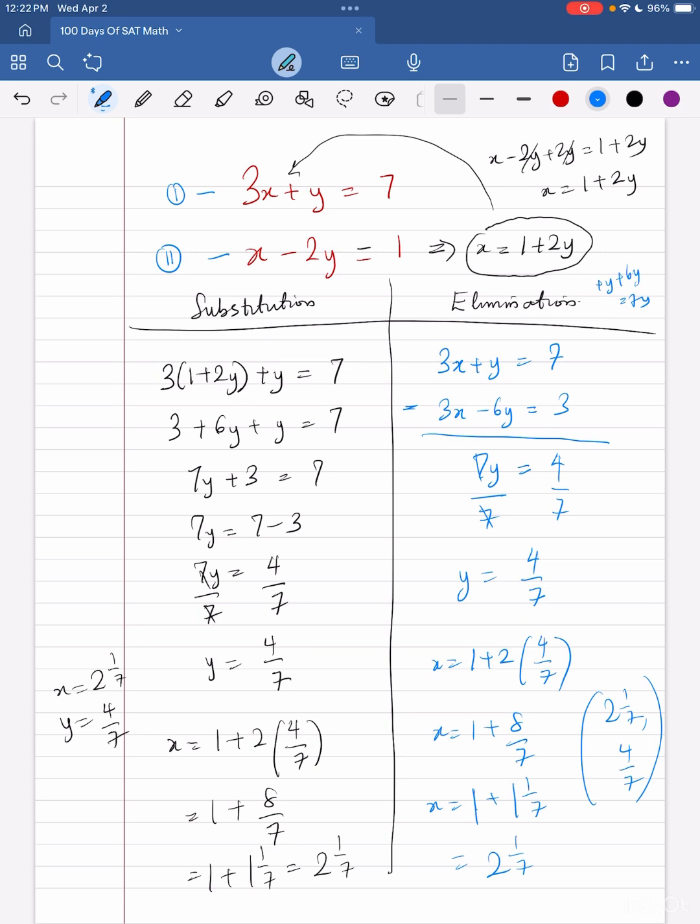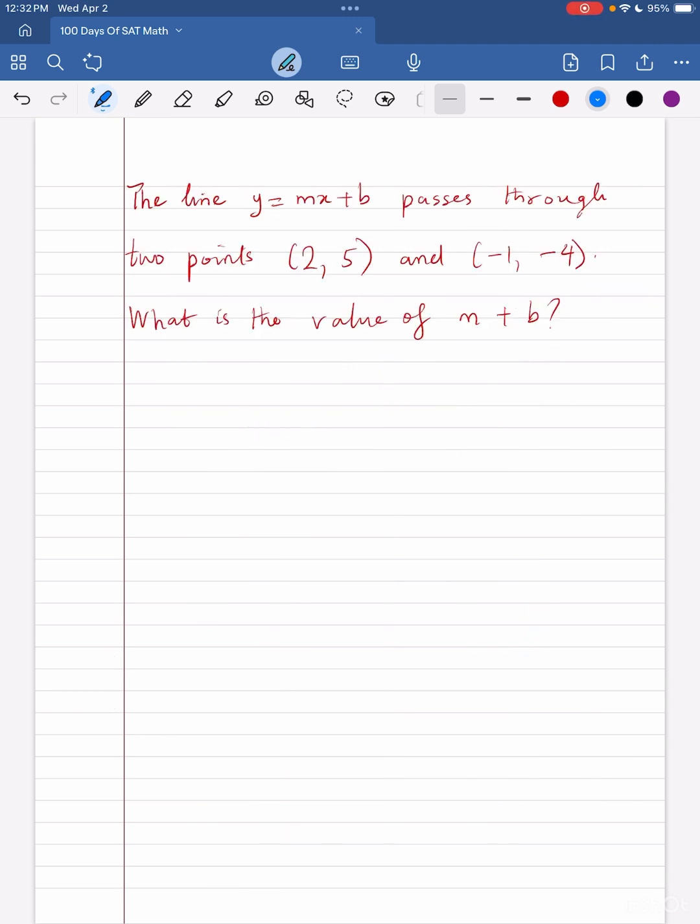All right, so this is how you do substitution or elimination. If you notice, we get the same answers in both methods. Now let's go to the hard difficulty level question. So the line y equals mx plus b passes through 2 points, (2, 5) and (-1, -4). What's the value of m plus b?